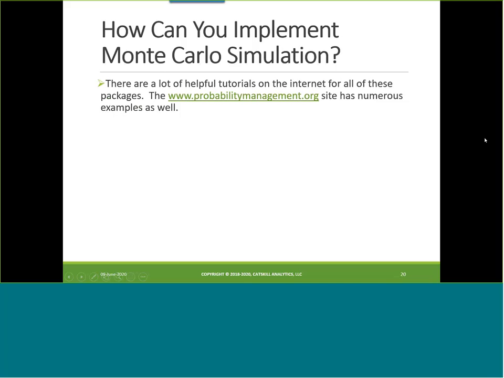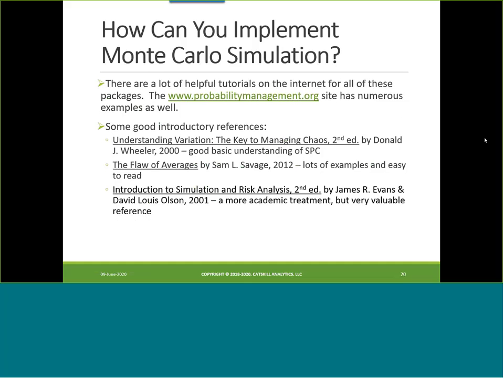How can you implement this? There are a lot of helpful tutorials on the internet. I recommend you go out to probabilitymanagement.org, which is Sam Savage's website. He has lots of examples, lots of models that you can use and enhance and pick apart and figure out how they work, et cetera. There's just a lot of good stuff out there.